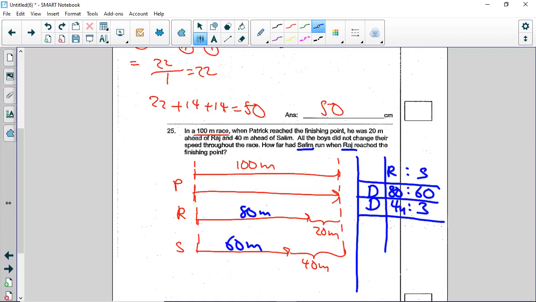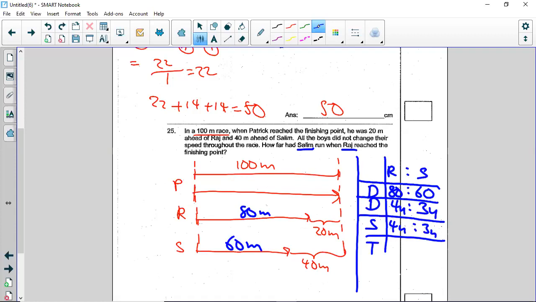It means that Rahim traveled 4 units of distance. If Rahim traveled 4 units, then Salim will travel how many units? 3 units. So if Rahim traveled 4 units, then Salim will travel 3 units. Then how do you write the speed ratio? Speed ratio and distance ratio are the same. So what's the speed of Rahim? 4 units. And Salim was slower, right? So his speed is 3 units.